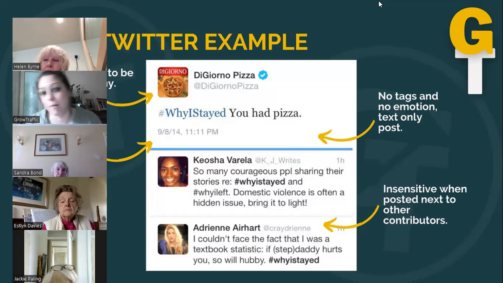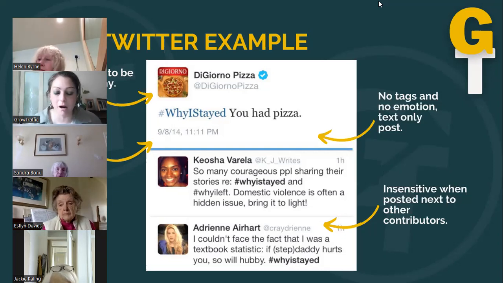And this was them saying, well, I couldn't leave because I had children, or because he had control of my bank account, or because I was frightened, or because I had nowhere to go. And this pizza brand weighed in with, "I stayed because he had pizza," which is just so appalling, so off the mark. It's frightening. But also it's a poor tweet in that it hasn't got a picture. It's just a really short statement.